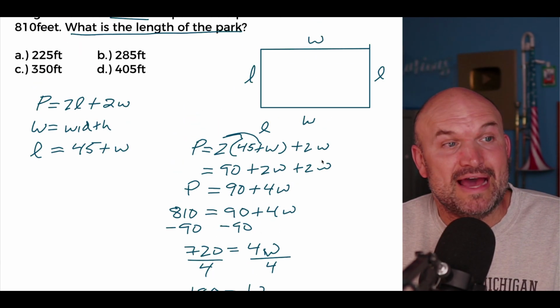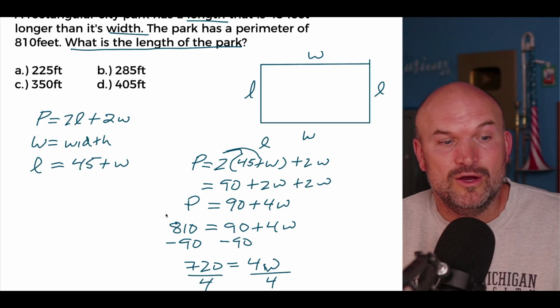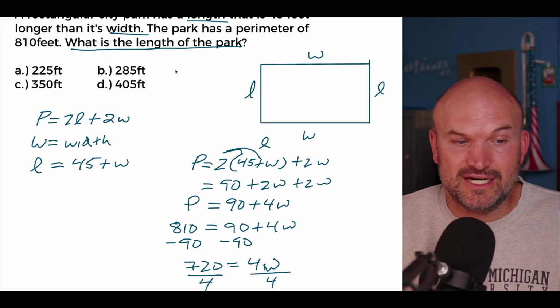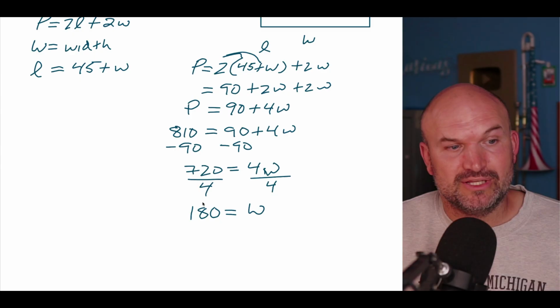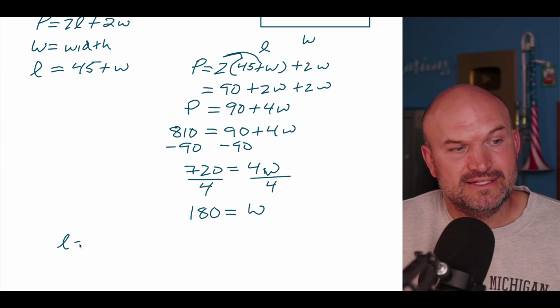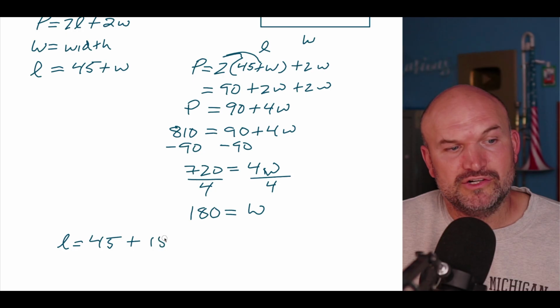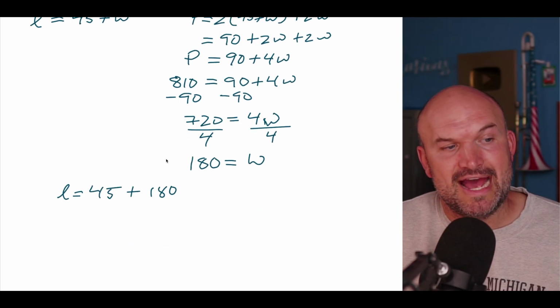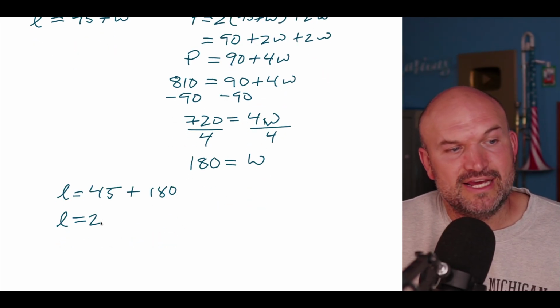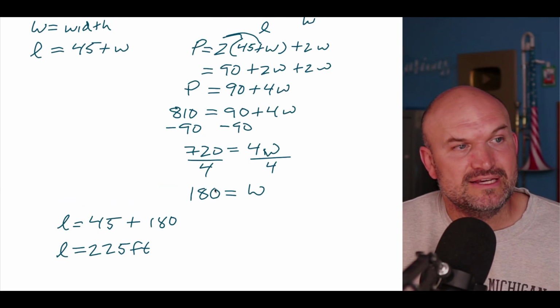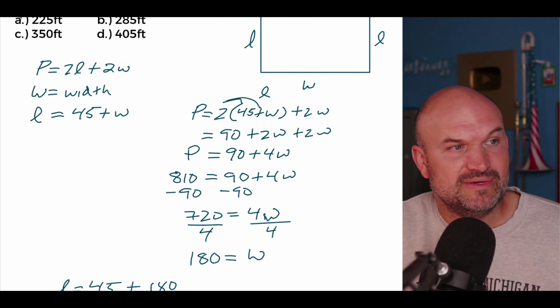Now, again, remember that represents the width. We are looking for the length of the park. So now what we're simply going to do is say the length is going to equal 45 plus 180. Now we just go ahead and add those up, and length equals 225. And again, remember that is in terms of feet, which you can see in this case is going to be the answer.